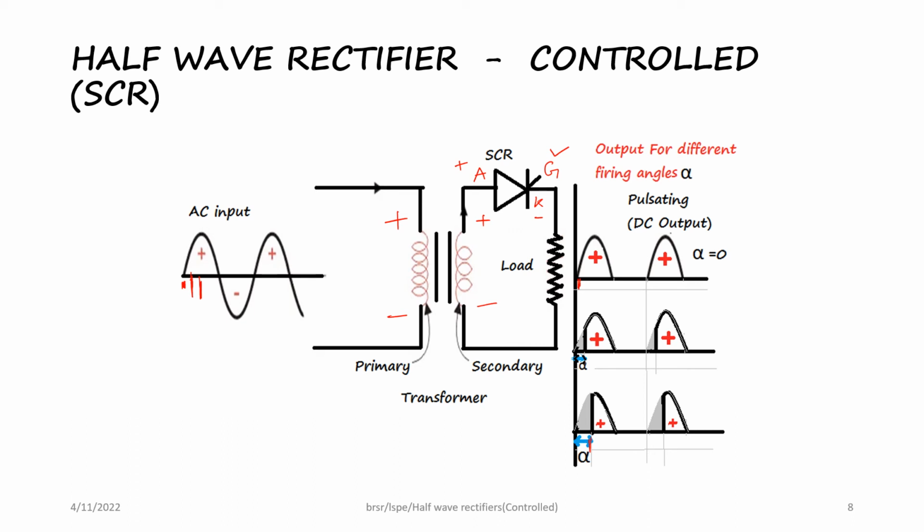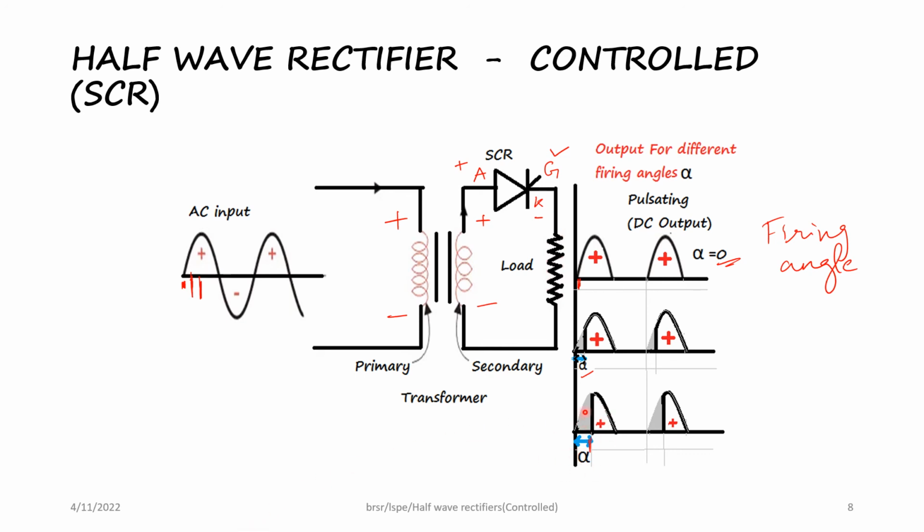So in the case of a controlled rectifier, you can get any value of DC output based on the point at which the firing pulse is given. The firing pulse is represented by alpha, and that is called the firing angle. If alpha is equal to 0, the output available is similar to that of a diode. If alpha is more, you get a voltage which is lesser than the previous case. If alpha is even more, again you get an output which is much lesser than the previous case.